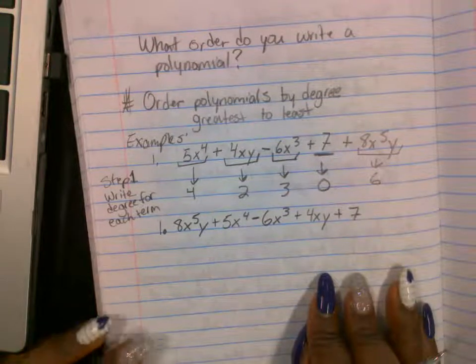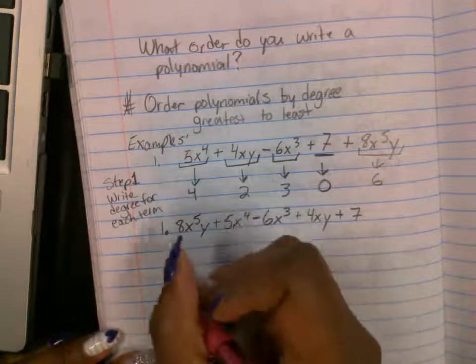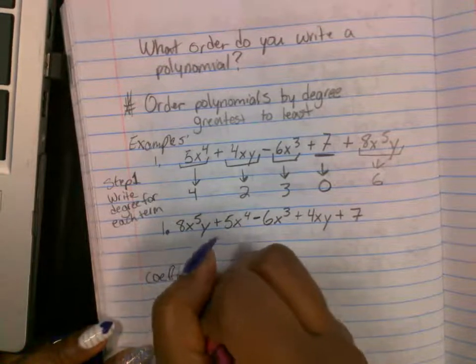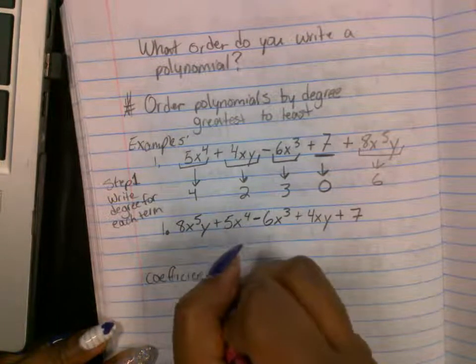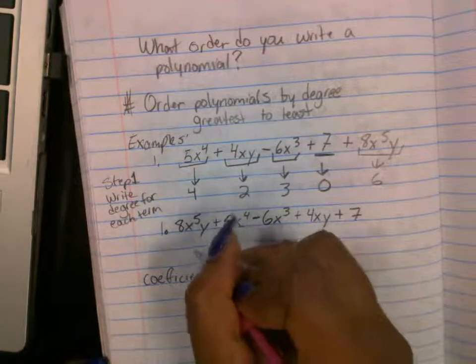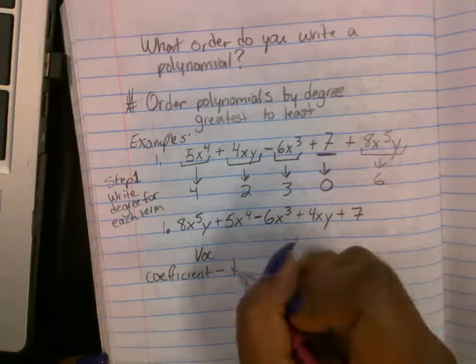All right, these are very important vocabulary words that you have to know. So I'm going to go ahead and write these down for you. We've got coefficient. What's coefficient? The number next to the variable. The number in front of the variable.